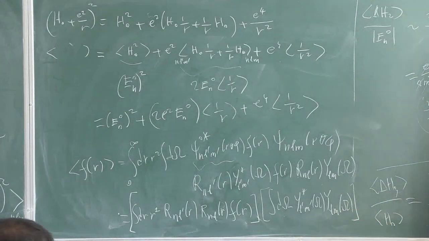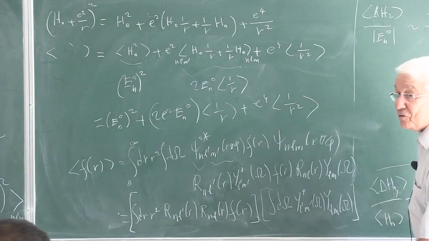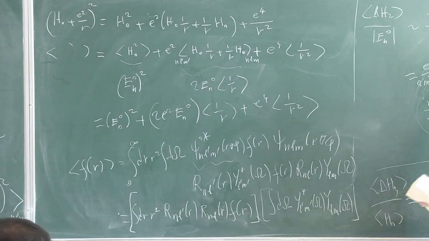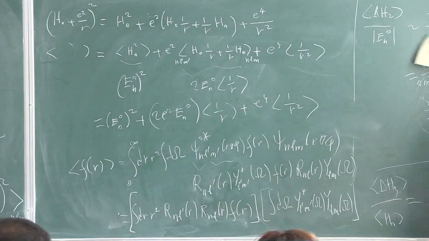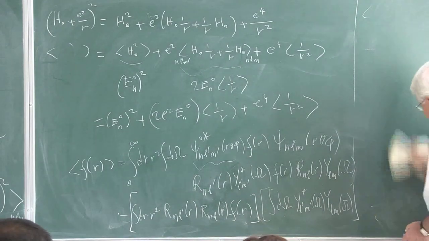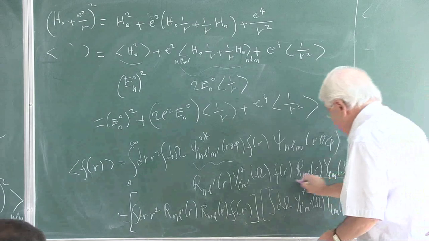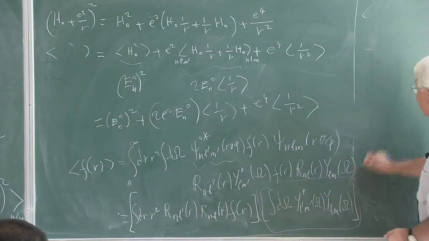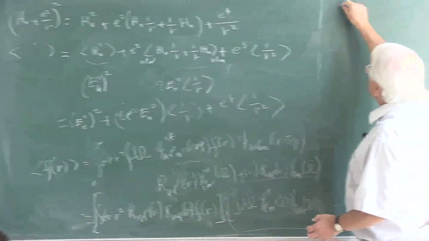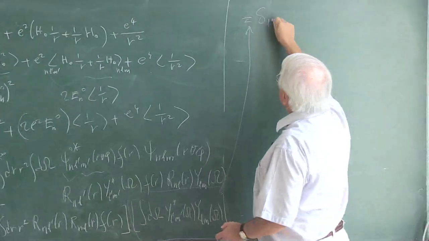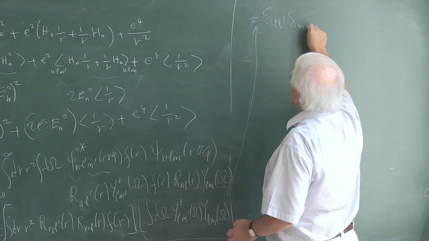Look at these expressions. The first one, you say, what is the first one? I say, I don't care. What is the second one? It is an orthonormalization of the spherical harmonics as the common eigenfunctions of L squared, Lz. They're orthonormal. Therefore, this expression is equal to delta LL prime delta MM prime.